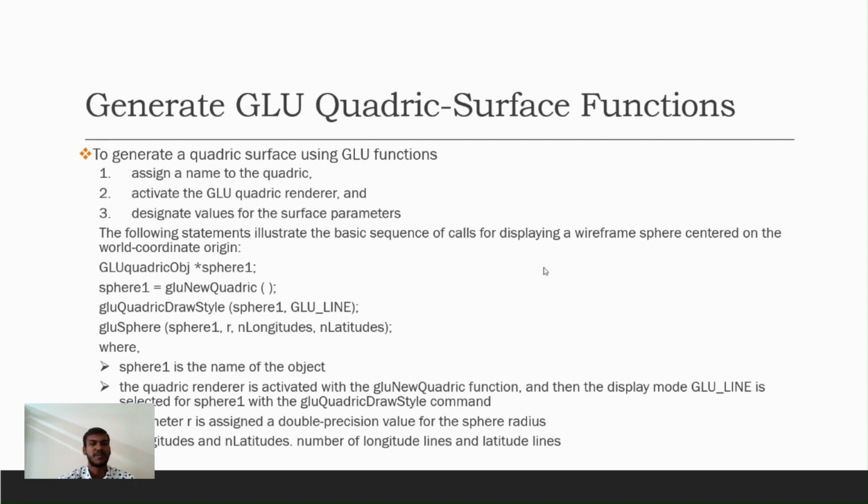Where sphere1 is the name of the object, the quadratic renderer is activated with the gluNewQuadric function, and then the display mode GLU_LINE is selected for sphere1 with the gluQuadricDrawStyle command. Parameter r is assigned a double precision value of the sphere radius. nLongitudes and nLatitudes are the numbers of the quadrics.